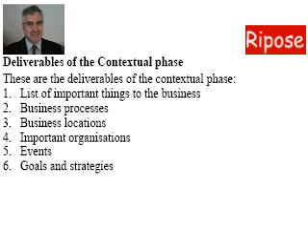In row 1, the contextual scope, the 6 deliverables are 1. List of important things to the business, probably brainstormed. 2. Business processes, located by analyzing the existing business or through brainstorming. 3. Business locations, the existing business infrastructure. 4. Important organizations, the suppliers and major customers. 5. Events from existing documents and or through brainstorming. And 6. Goals and strategies, probably through brainstorming.